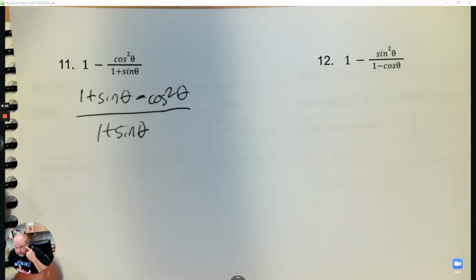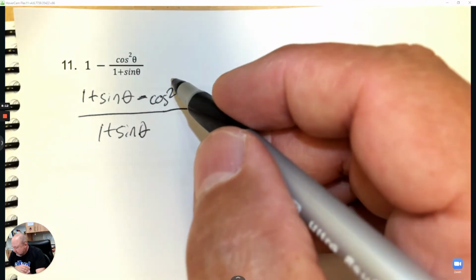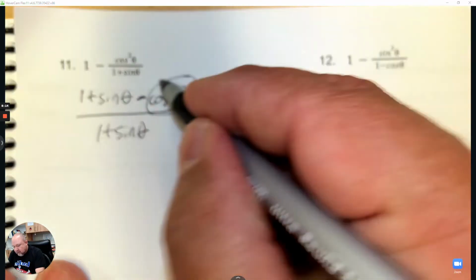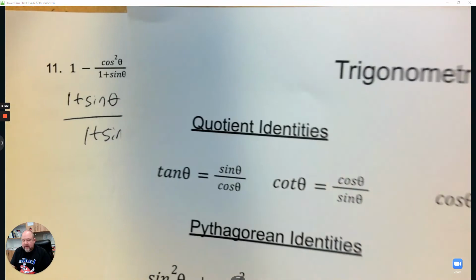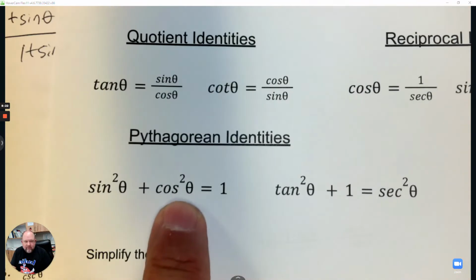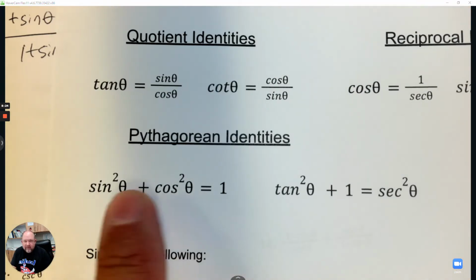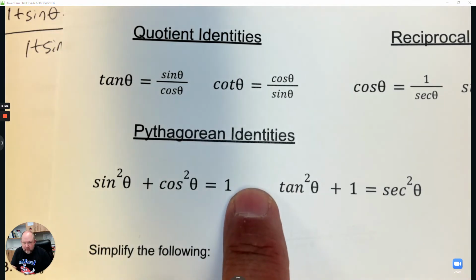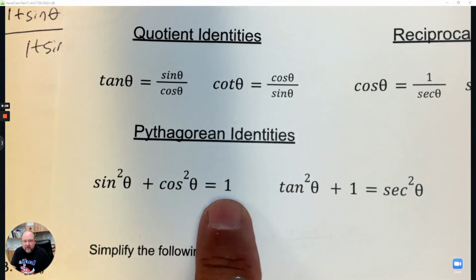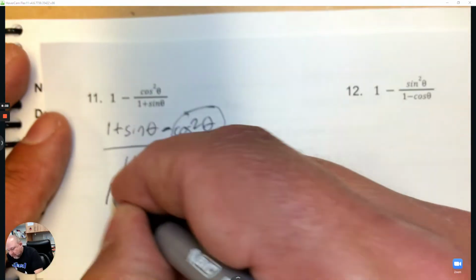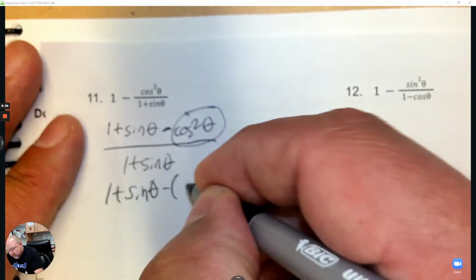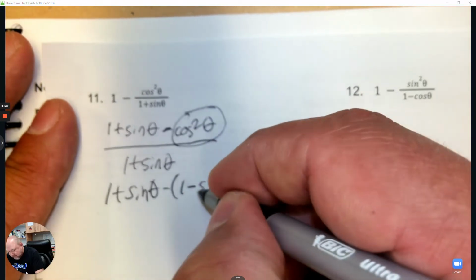All right. Next, I need to do a substitution. So what does cosine squared equal? So go back to your trig identities. And remember, I can rearrange this. So cosine squared by itself, I would subtract sine squared. So cosine squared is 1 subtract sine squared. That's what I'm going to do, because I want everything in terms of 1 ratio.